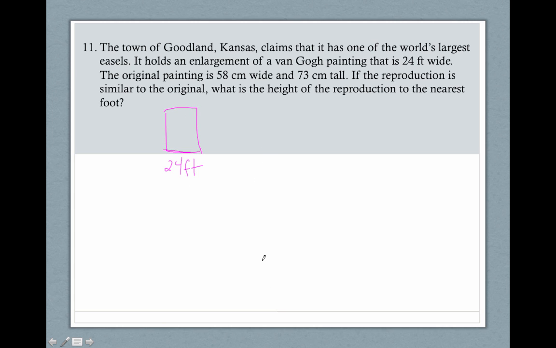So I'm just drawing a picture to keep things straight. The original painting is 58 centimeters wide and 73 centimeters tall. If the reproduction is similar to the original, what is the height of the reproduction, so h, to the nearest foot? So we have that 24 feet over 58 centimeters equals h over 73 centimeters.